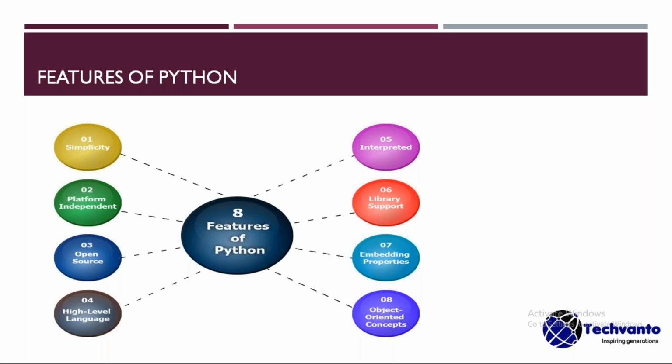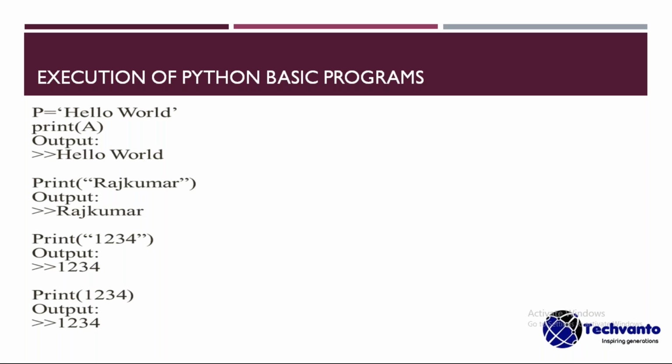So moving to the next slide, that is how to execute basic Python programs. You can just write p is equal to hello world, then print it, and it will print hello world. Otherwise you can print directly a name with double quotes, and it will give the output as Rajkumar. Or you can write any number in the brackets, or type 1 2 3 4, and it will give the output like this.